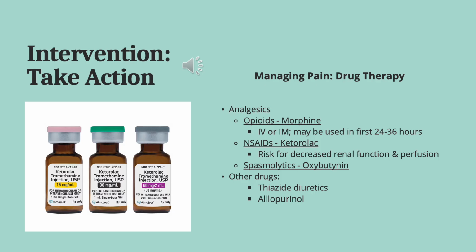We can also administer spasmolytics, like oxybutynin. So these are used to relax the smooth muscles of the ureters, which helps reduce spasms and can actually ease their discomfort. In addition to pain relief, some other drugs can assist in managing the stones. So thiazide diuretics can help by increasing urine flow and reducing stone-forming substances in the urine. And then allopurinol is very effective in reducing uric acid levels, especially for those patients who have uric acid stones.